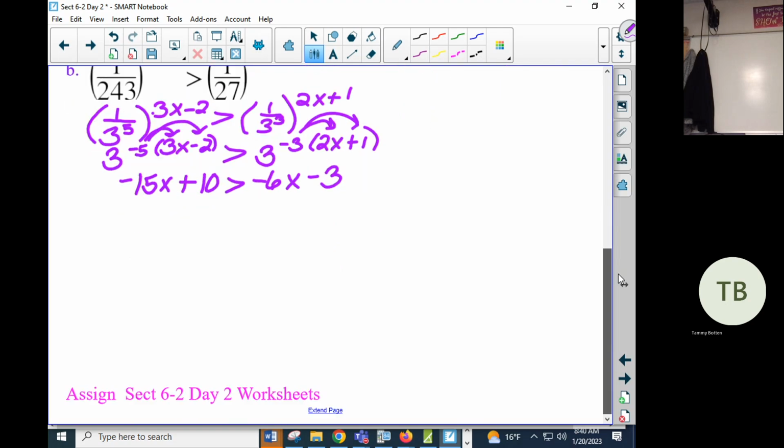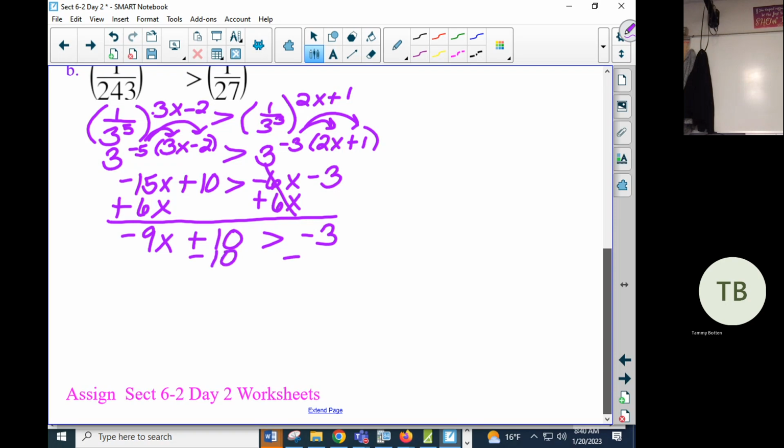Okay. Now, when I do these, regardless what my x's are, I just always bring my x's to the left and I always bring my numbers to the right. Okay. I would bring this over, even though it's going to give us a negative number. So I'm going to add 6x. -15x plus 6x is -9x plus 10 is greater than a -3. And of course, I only bring my x over that side because it's an inequality. With an inequality, I like the x on the left.